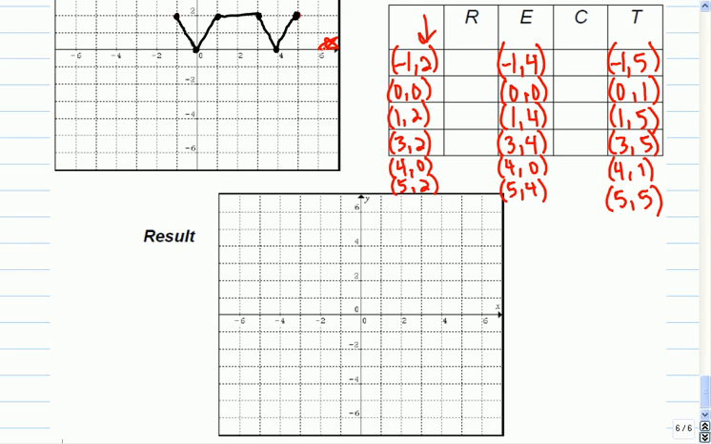Okay, so this is the final graph to transform. So I'm going to be at -1, 5, which is that point. 0, 1. I'm going to be at 1, 5. I'm going to be at 3, 5. 4, 1. And 5, 5. So this should be the final graph after all those transformations.